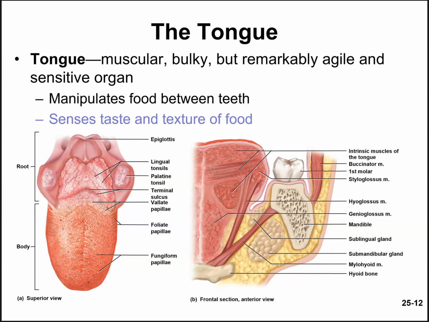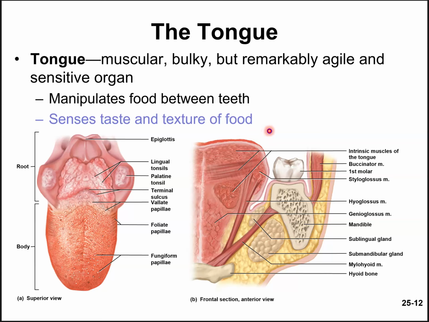So the next portion of the mouth is the tongue. The tongue is a remarkably sensitive organ. It can churn the food, move around, and still not be bit by the teeth. So the main role of the tongue is to manipulate food between the teeth, and it also has taste buds, which are for determining the taste and texture of food.